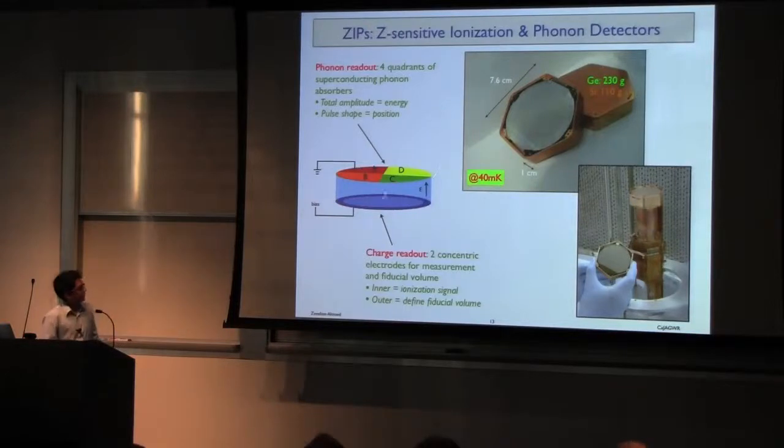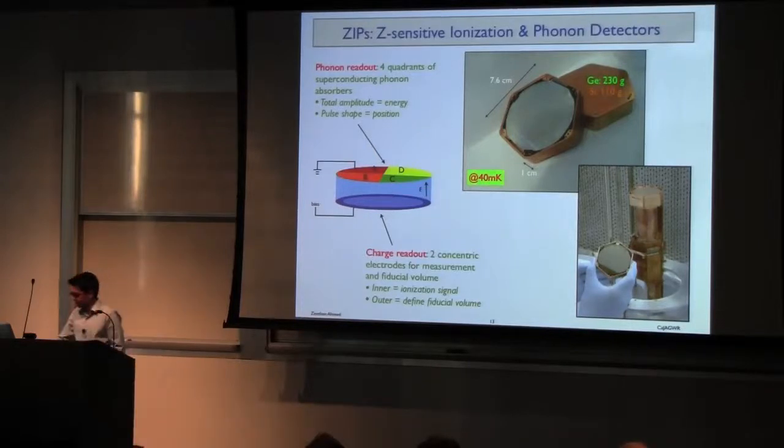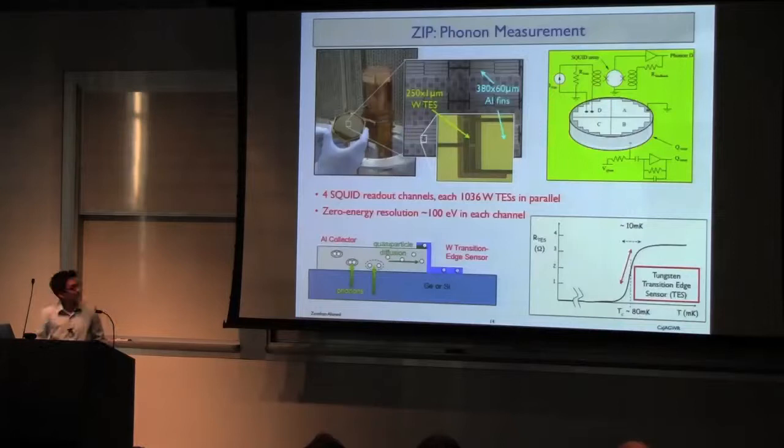So the charge readout is actually fairly simple. This is simple ionization readout technology. The phonon measurement is interesting, so I'll talk a little more about that quickly. Zooming in on one of the detectors, this is what you see. This is the patterning I was talking about, and here's a schematic of what's going on.